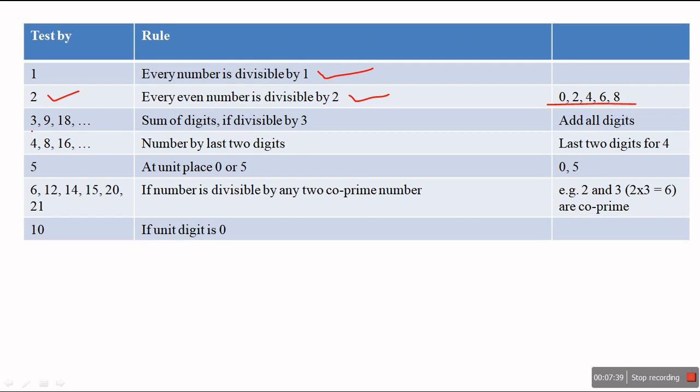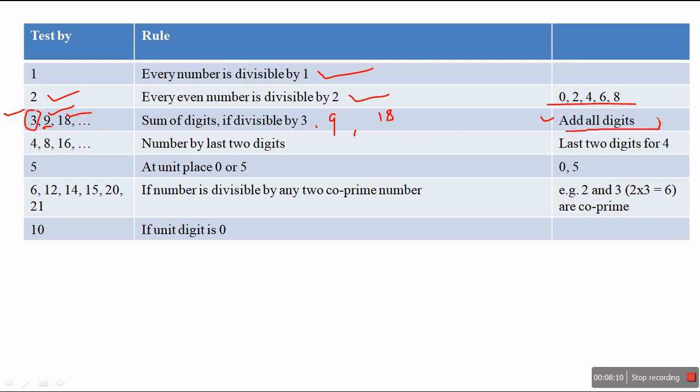Now see the series 3, 9, 18. What is the test of 3? If the sum of digits is divisible by 3, the number will be divisible by 3. If the sum of digits is divisible by 9, the number will be divisible by 9. If the sum of digits is divisible by 18, the number will be divisible by 18. Okay.